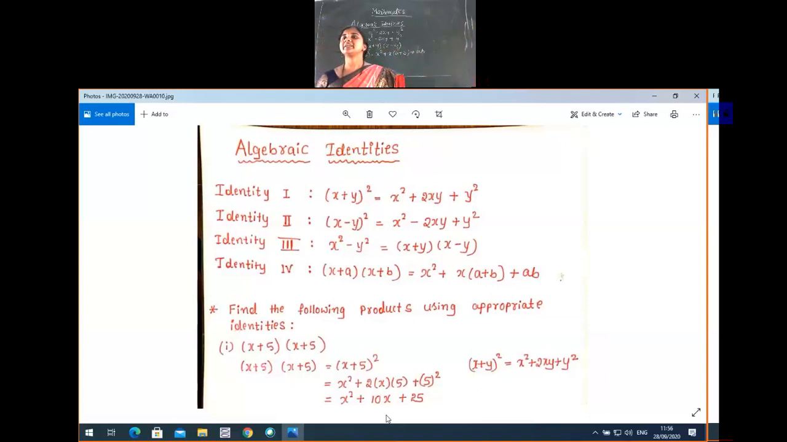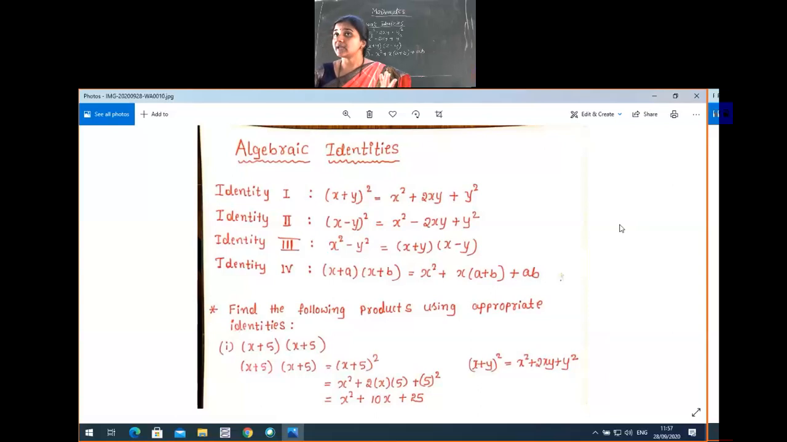So identity 1. In identity 1, which identity is there? X plus y whole square. You all know the expansion of x plus y whole square. That is x square plus 2xy plus y square. Some students took this in the form of a plus b whole square in 8th standard, no? A plus b whole square, x plus y whole square, p plus q whole square, any letters you can use for the identity, but the expansion is the same.